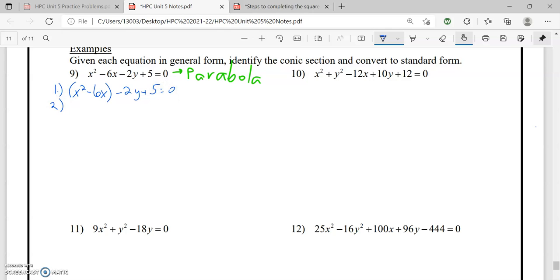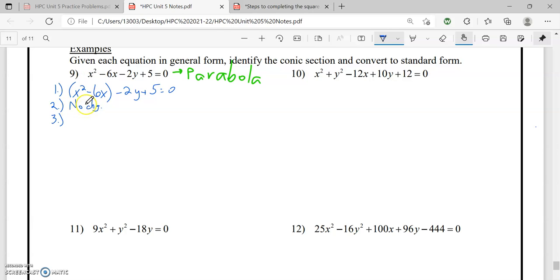Step 2, we have to factor out the a. Well, there is no coefficient in front of x squared. So I'm going to call that no change. Again, just because I'm going step by step through this. Typically what you would do is probably just skip the step altogether and go to number 3.